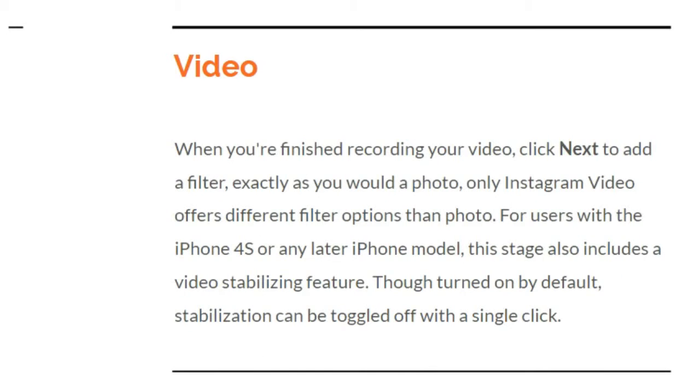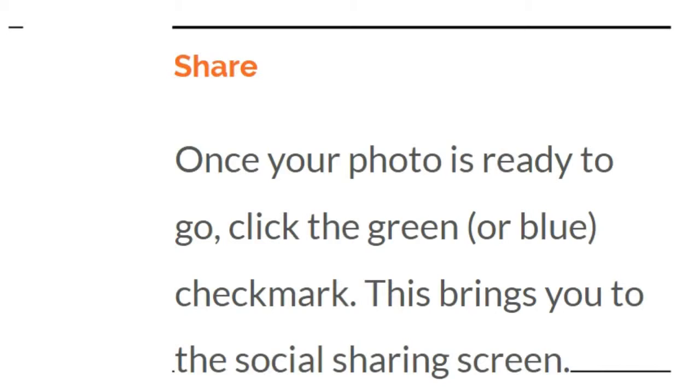When you're finished recording your video, you want to click that next button, add any filters just like you do on a photo. Only Instagram video offers different filter options than on the photo. If you have an iPhone 4S or later, you'll also have a video stabilizing feature. Though turned on by default, the stabilization can be toggled by using a simple click.